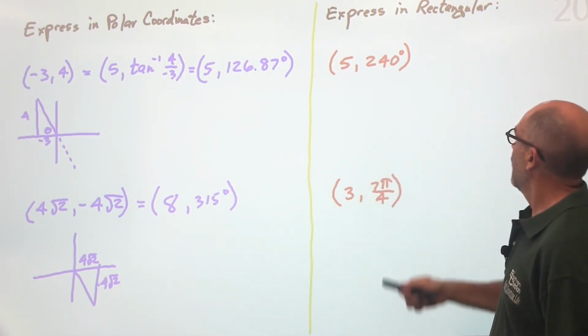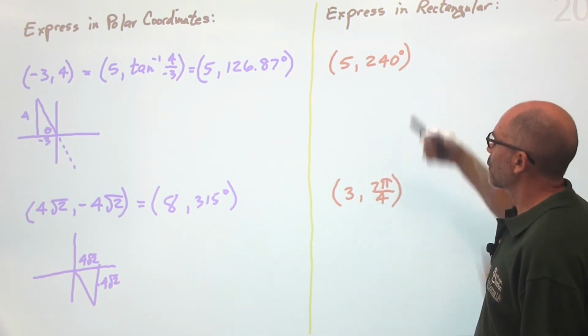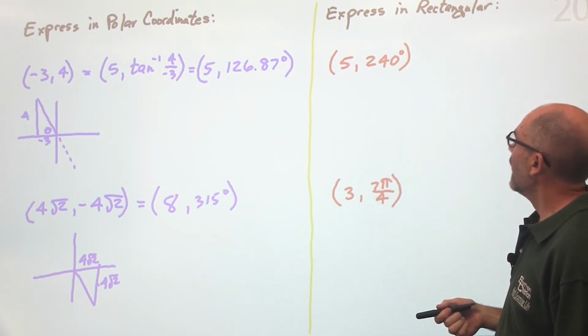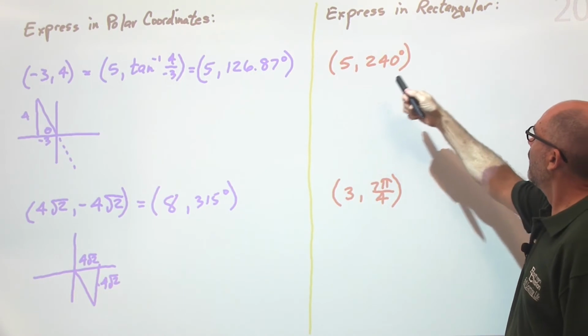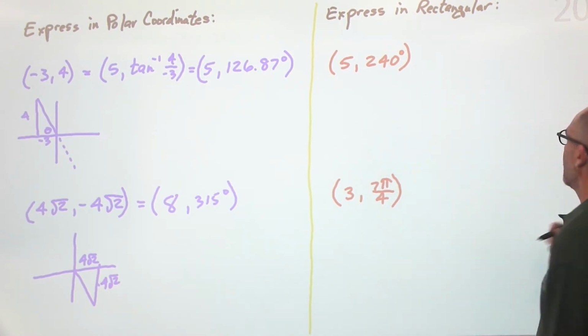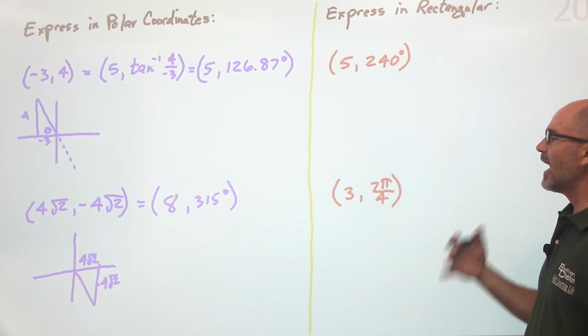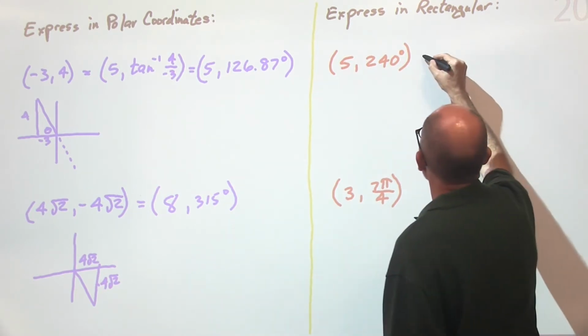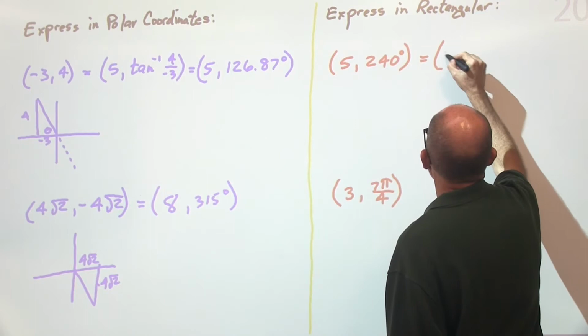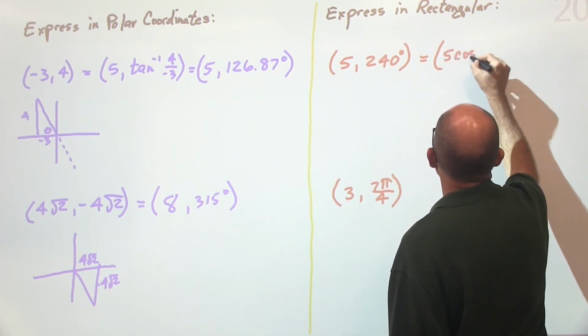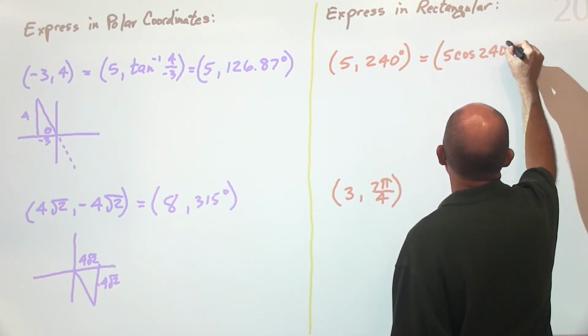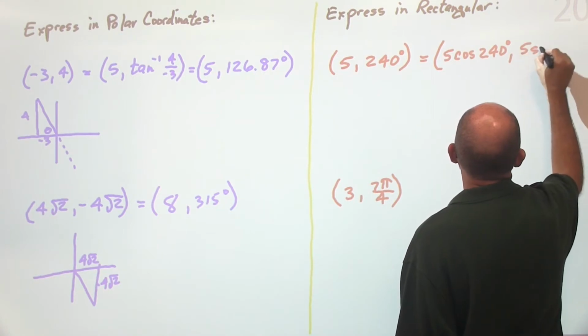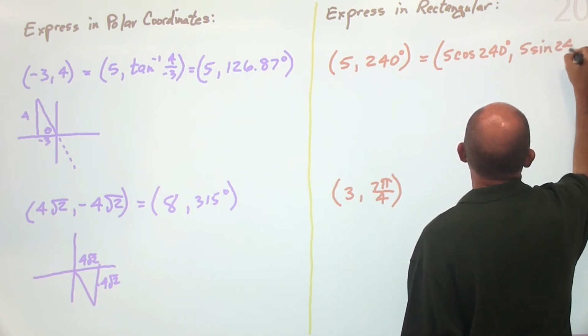All right, now, let's go back the other direction. So we have 5, 240. Now what's the x and the y component? Well, the x is going to be 5 cosine 240, and the y is going to be 5 sine 240.